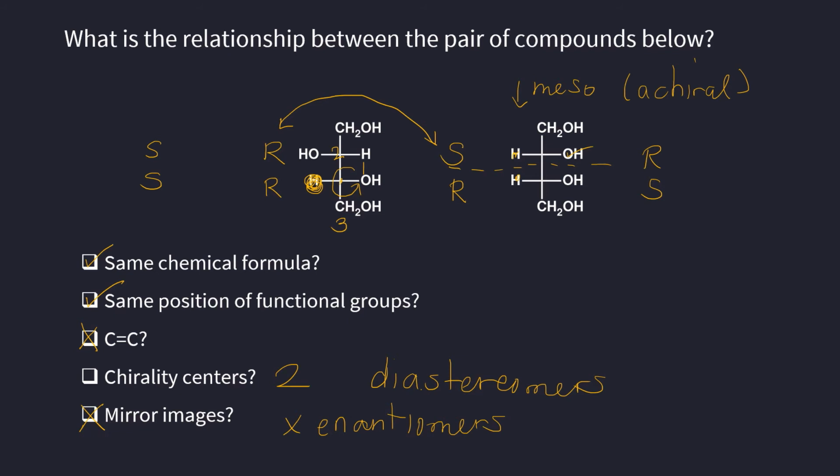Just to visualize it further, this is the Fischer projection of an RS, or the enantiomer of this meso compound. But if we turn this molecule 180 degrees around, it will just be the same as this compound over here. So they're not actually enantiomers, they are the same compound. Okay, so to reiterate, the relationship between these two compounds is that they are diastereomers.